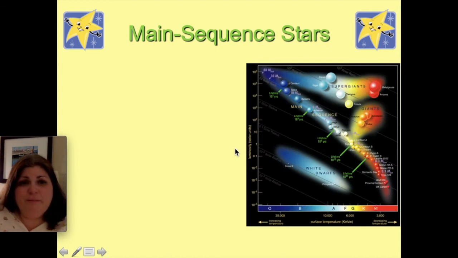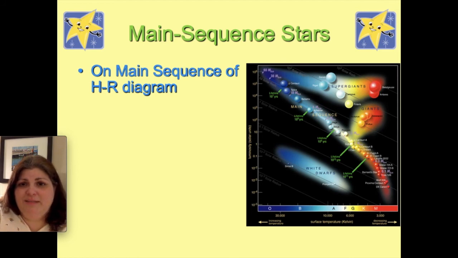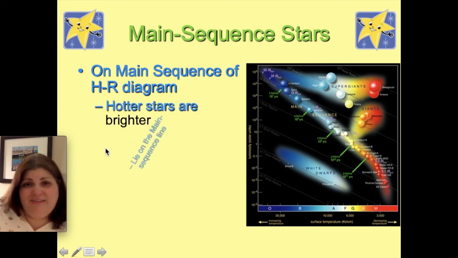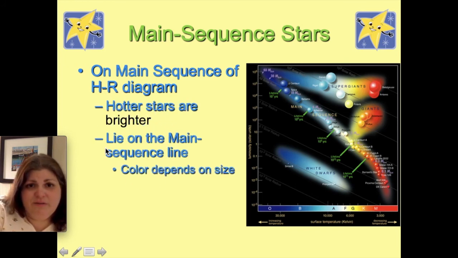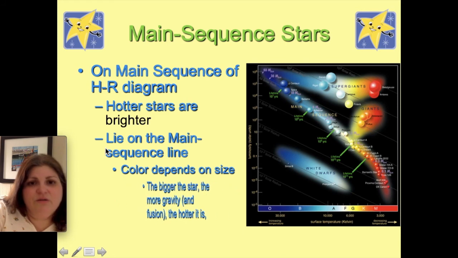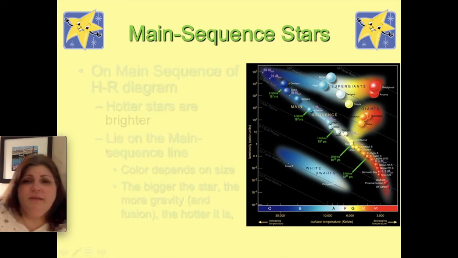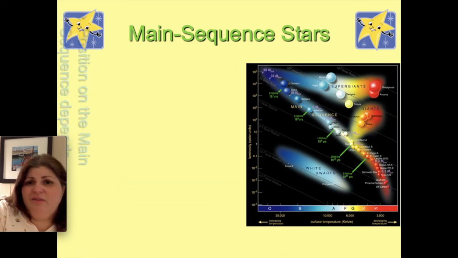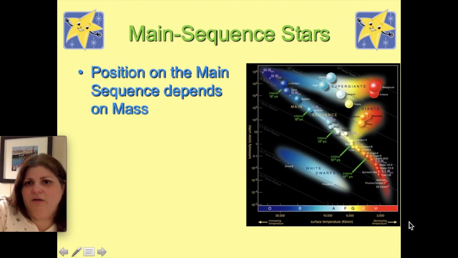I mentioned that it's a main sequence star. That should be a familiar term to you. A main sequence star means that it falls along the main sequence line here on the HR diagram. So that means that the hotter the star is, the brighter it's going to be, and then consequently the larger the star will be. Now on the main sequence, you can see that the main sequence is quite long.